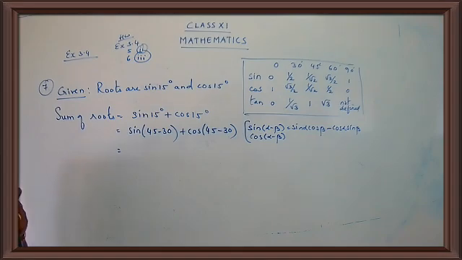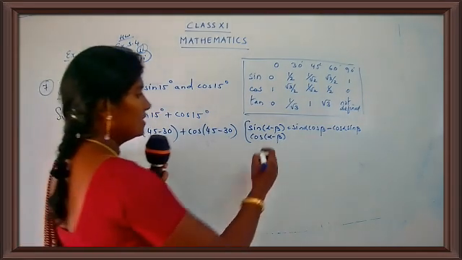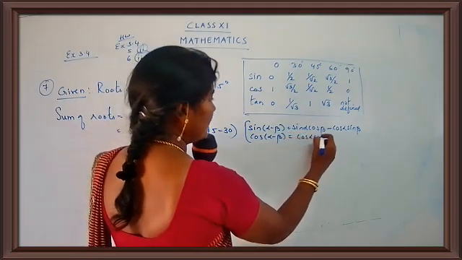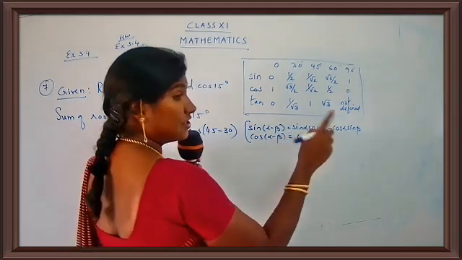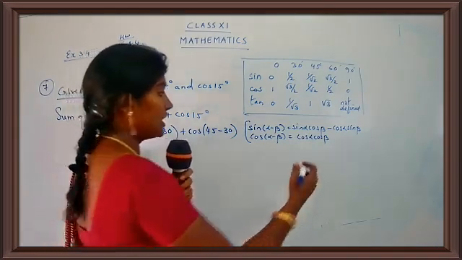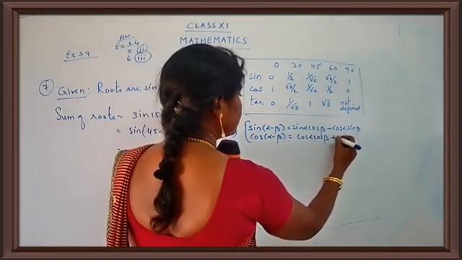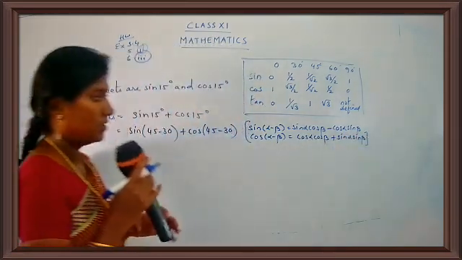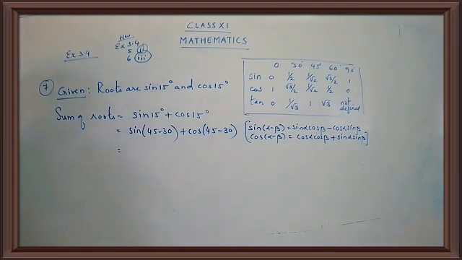And let me go for cos alpha minus beta. What is that? Cos alpha cos beta, and the minus will change to plus. When you are dealing with the cos function, you have to change the sign. So that becomes plus sin alpha sin beta. Okay, children, are you clear with this part? So I have written the two formulas. Now I'm going to use the formulas and write down the answer.